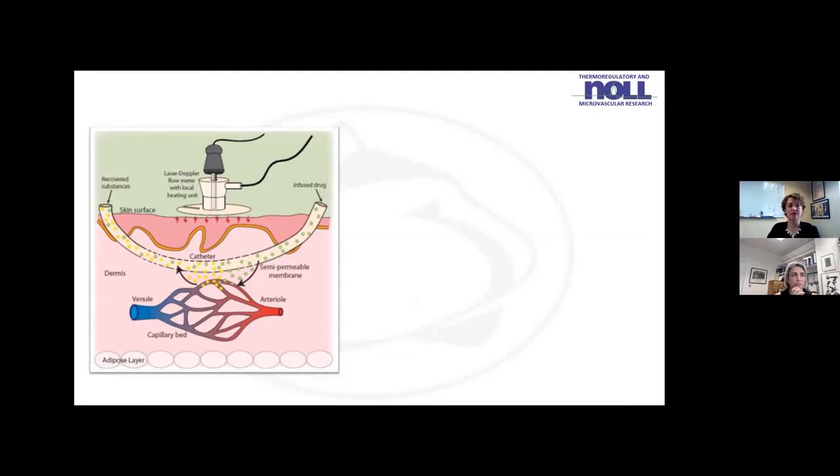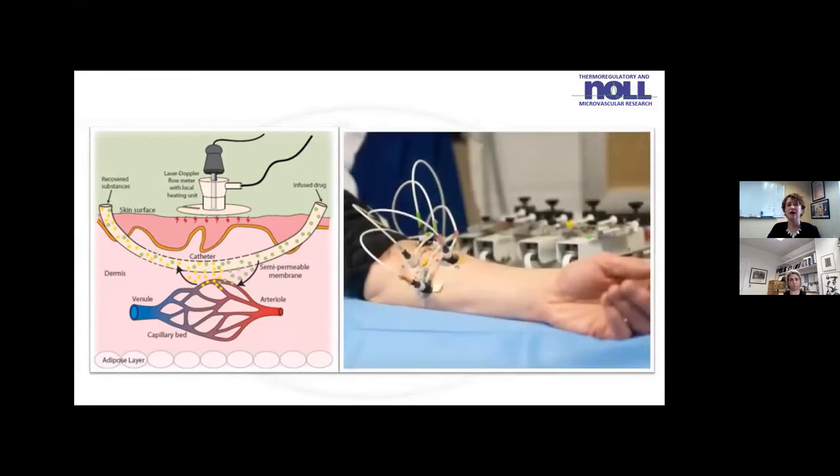We typically pair this with both an element to control local temperature, whether you're going to be utilizing that element to induce heating of the skin or to clamp temperature to look at reflex mechanisms mediating vasodilation and vasoconstriction. And through that local heater or local cooler, there is a laser Doppler flow meter that's also placed right over the top of that microdialysis catheter.